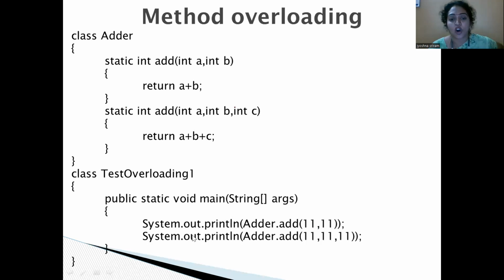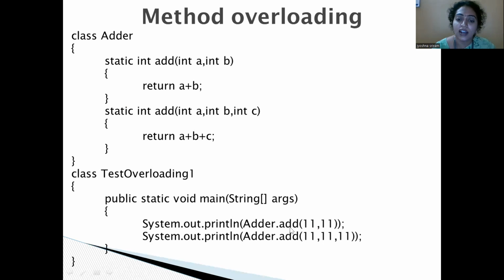Next, in the TestOverloading1 class, I am calling the add method with System.out.println. Adder.add(11, 11): I am calling the add method with two parameters, so it calls the first method in the Adder class. In the next statement, Adder.add, I am passing three parameters, so it calls the second add method. So it prints output as 22 and 33.